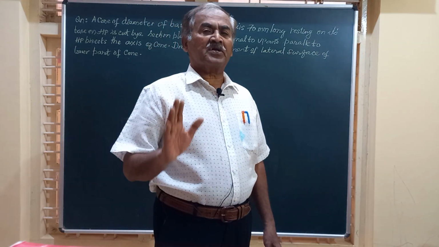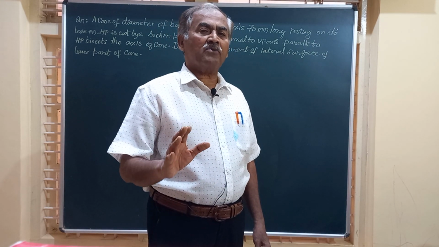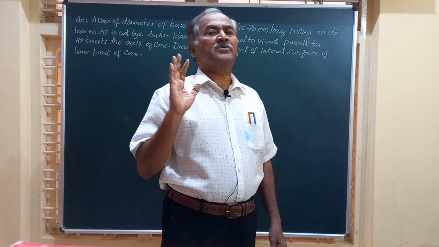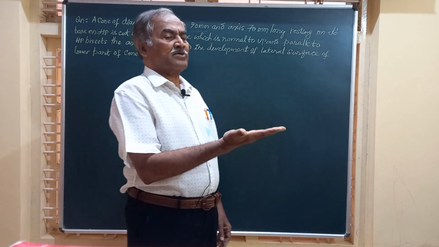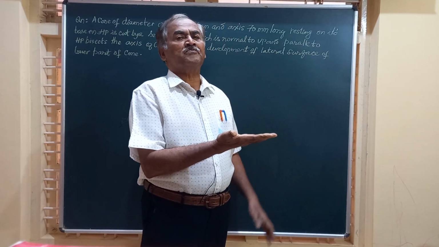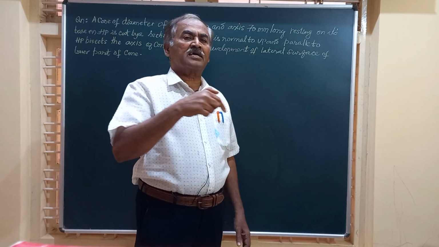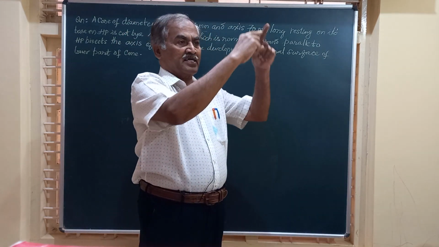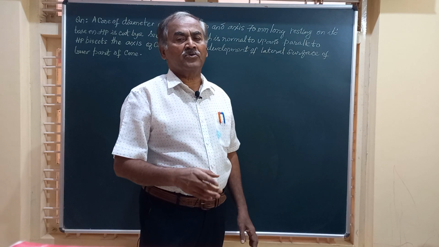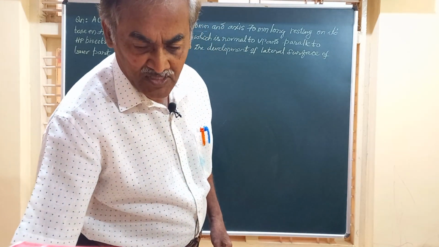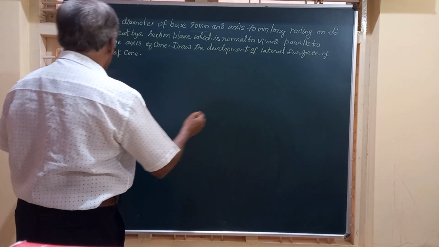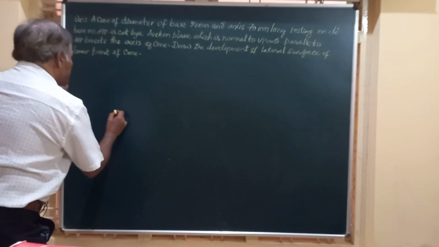First of all, for the given dimension, we have to write down the top and front views of the cone. So whenever the cone is placed on HP, it is seen as a circle in the top view and as a triangle in the front view. So let us write down the top and front views of the cone to the given dimension.